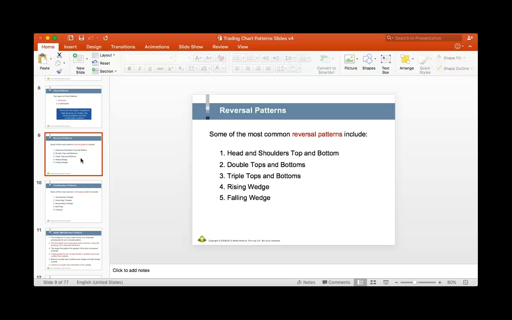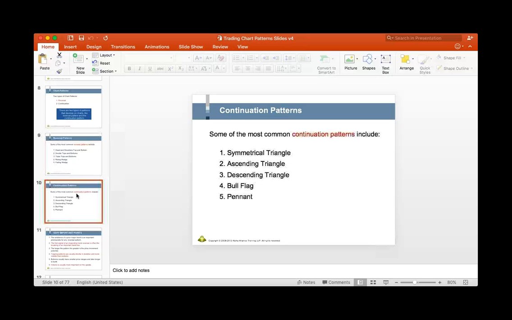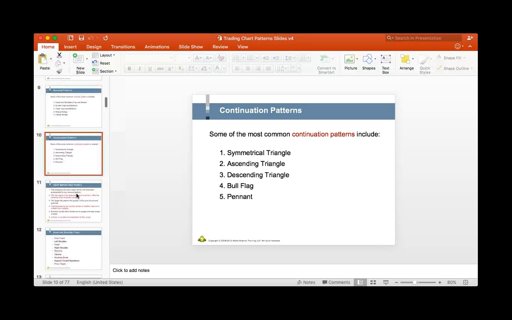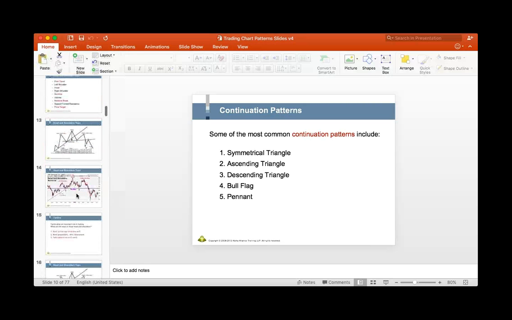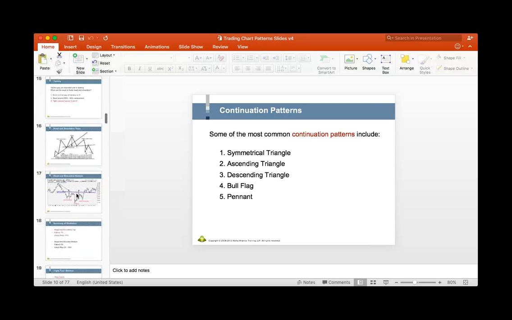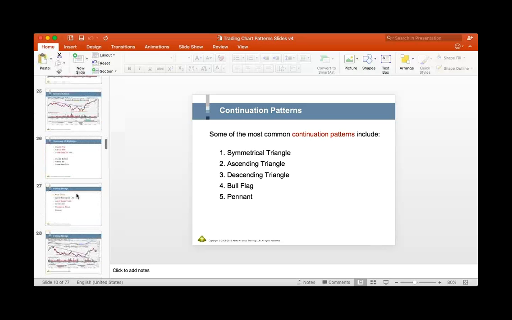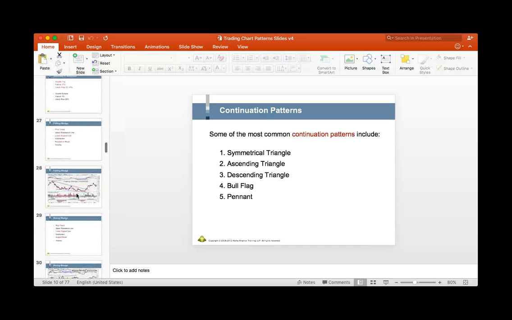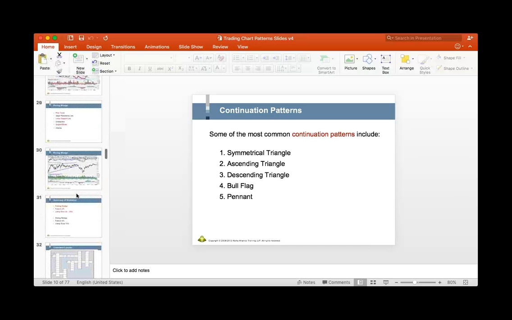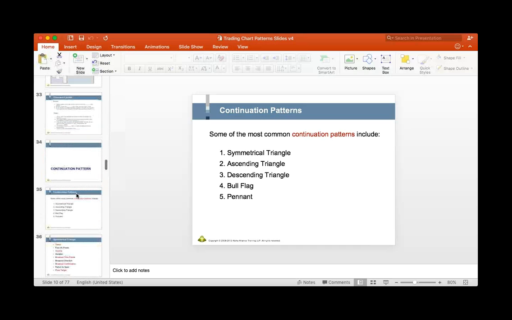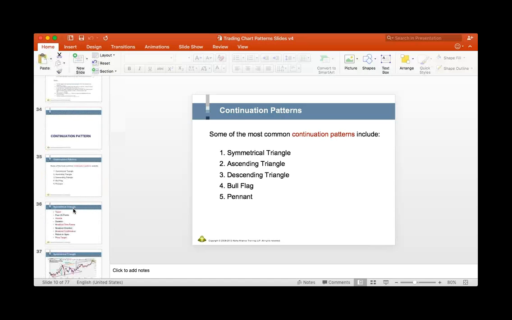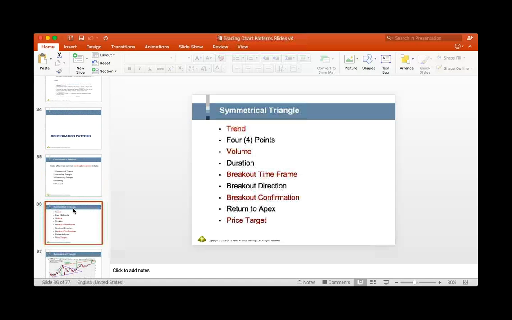Okay, let me do one more. But let me pick up right now a triangle. Okay, a triangle is actually a common continuation pattern. Okay, so since we have some time, let's do a triangle right now. Let's do a symmetrical triangle. Okay, symmetrical triangle, basically the idea is something like that.